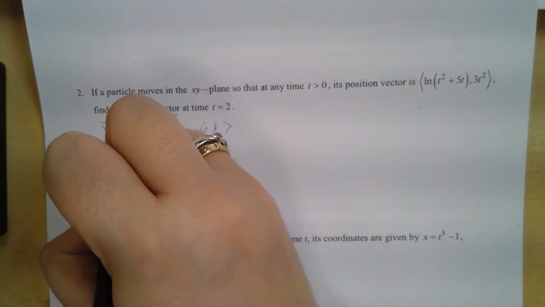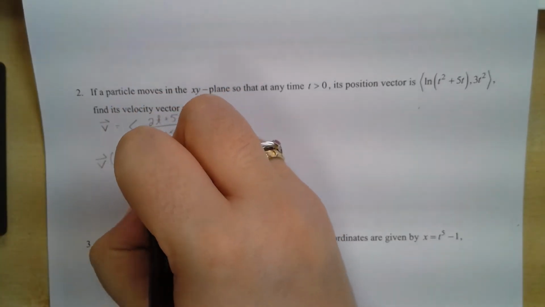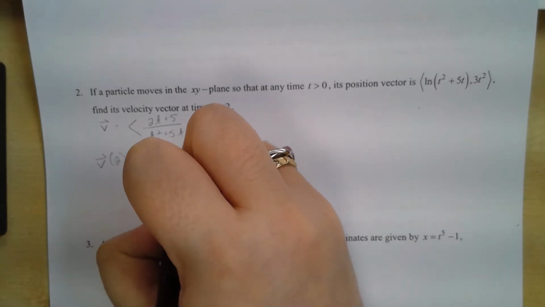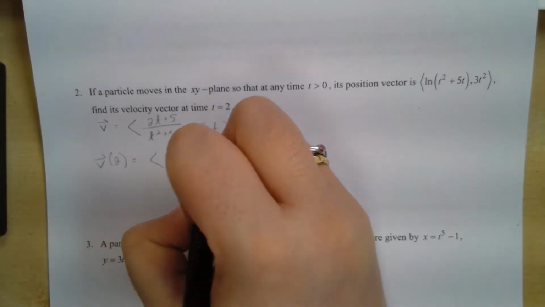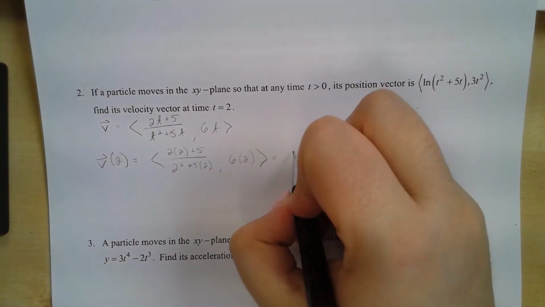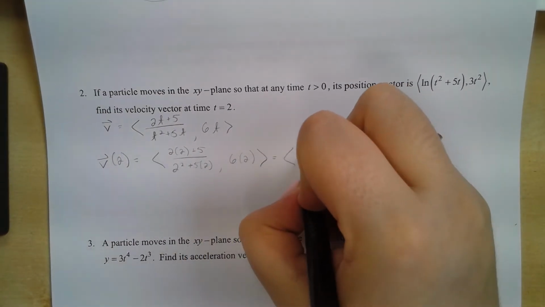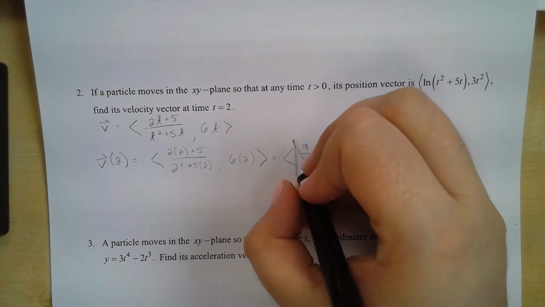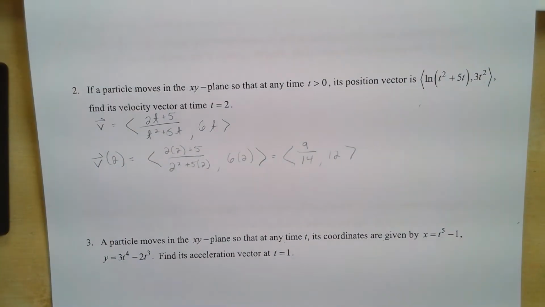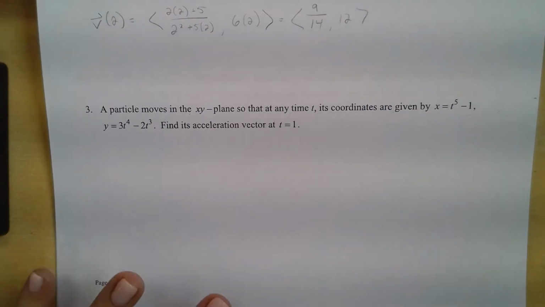So now we're asked to find this at 2. So our velocity at 2 is going to be equal to 2 times 2 plus 5 over 2 squared plus 5 times 2, and then 6 times 2, which is going to be 4 plus 5 is 9 over 4 plus 10 is 14, and 12. These first ones are pretty easy, I think.